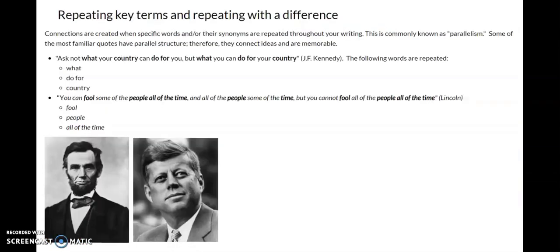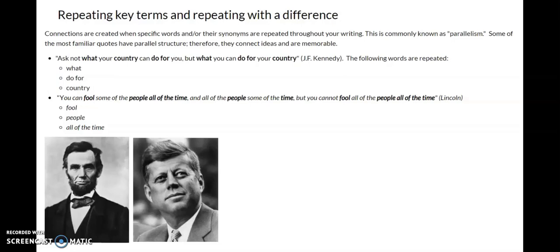Another strategy is repeating key terms and repeating them with a difference. So connections are created when you have specific words and their synonyms repeated throughout your writing, and this is called parallelism. Some of the most famous quotes have parallel structure, so their ideas connect and are memorable. Let's take a look at what JFK said. "Ask not what your country can do for you, but what you can do for your country." The following words are repeated: what, do for, country.